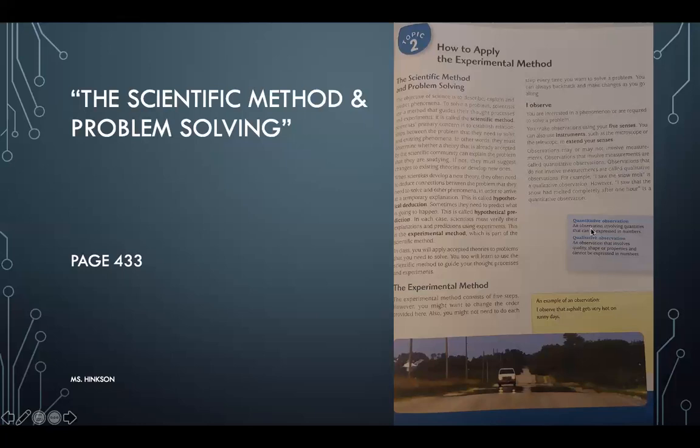So let's read them again, because these are concepts that follow you for the rest of your life in science. So quantitative observation, an observation involving quantities that can be expressed in numbers. A qualitative observation, an observation that involves quality, shape, or properties and cannot be expressed in numbers.